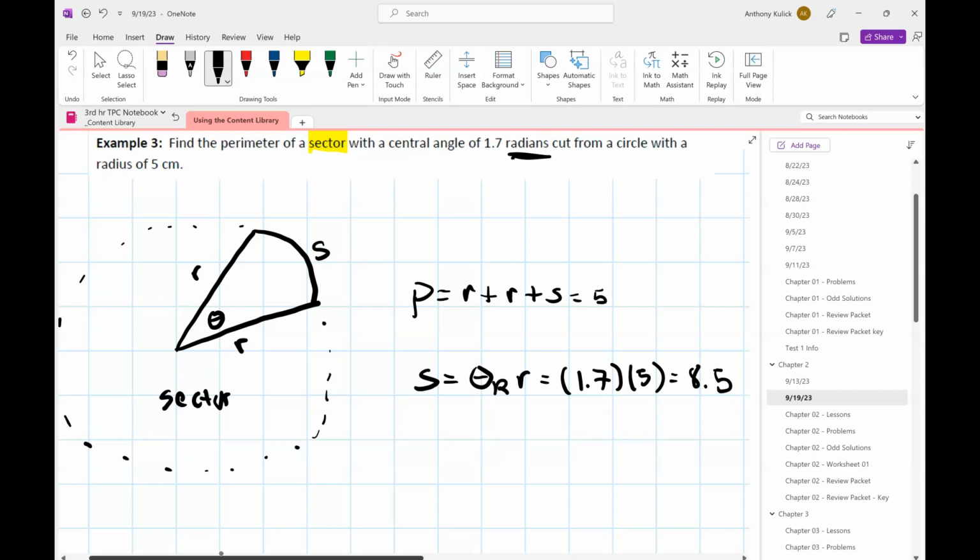so here I have 5 plus 5 plus 8.5. And the unit in this problem was centimeters. So that's it. I'm all done. Does that feel okay? Yes, Ava.